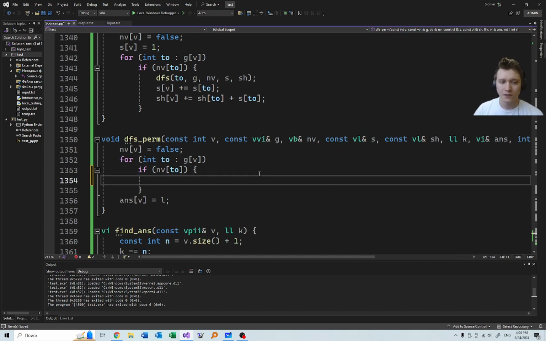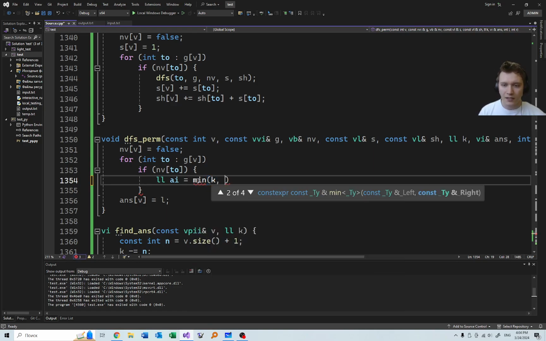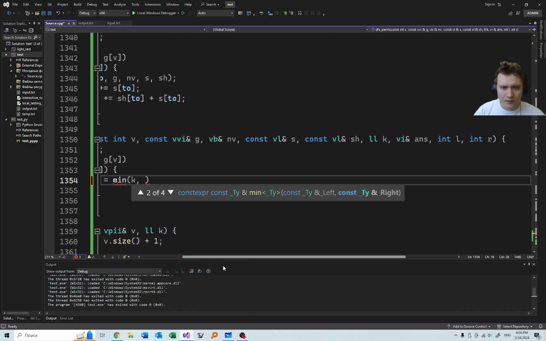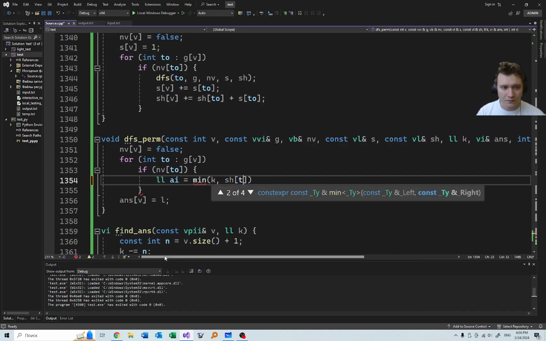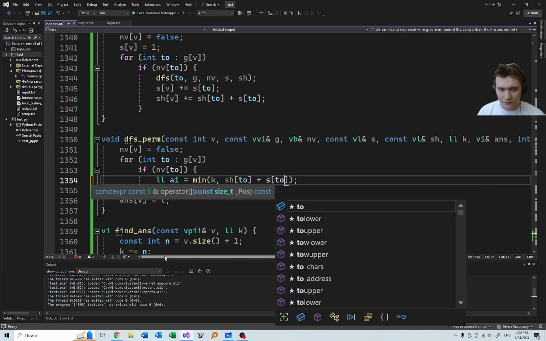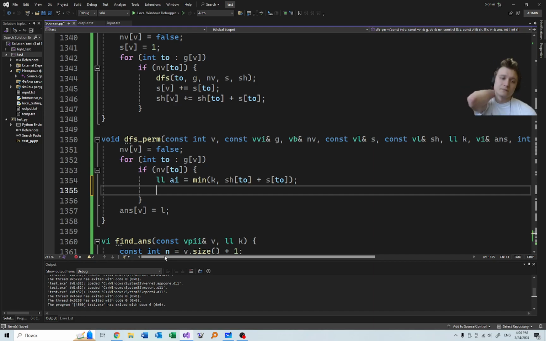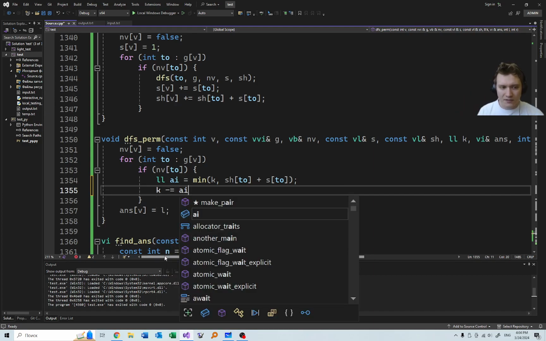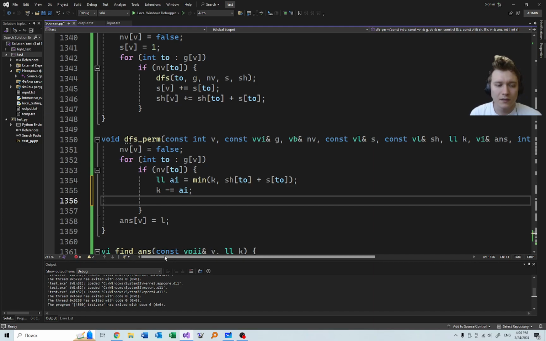Okay, so what do we do here? We need to put here a number which is as big as possible. So it is a minimum of current k and sh of 2 plus s of 2. Then we say that k minus equals ai.